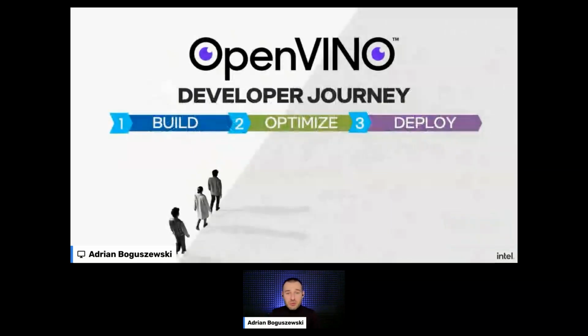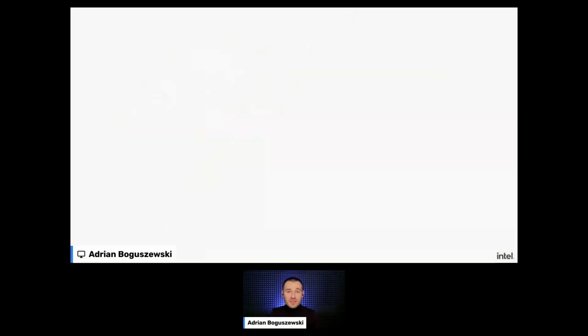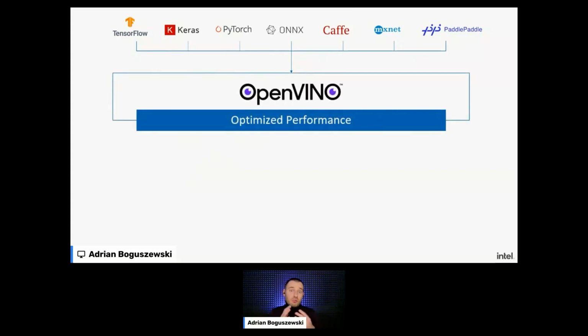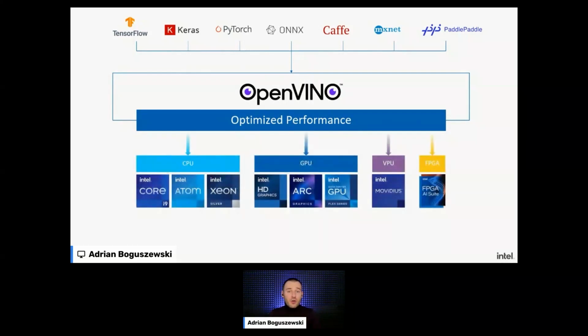So let's start our OpenVINO journey. So let's assume you trained your network in one of these frameworks: TensorFlow, Keras, PyTorch, ONNX, Caffe, MXNet, or PaddlePaddle. Then you can convert it and optimize in OpenVINO and run on many Intel's hardware like CPUs. And when I say CPU, I mean Core you have in your laptop, I mean Xeon you have in your server.